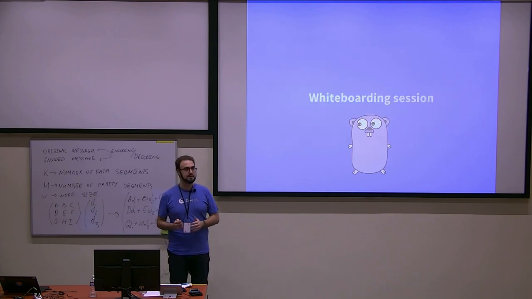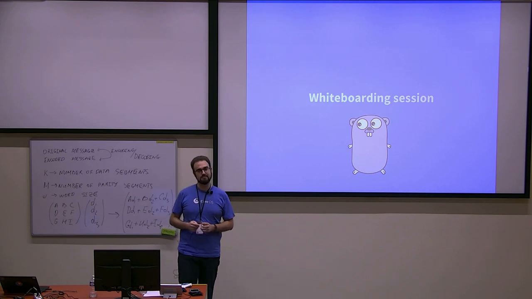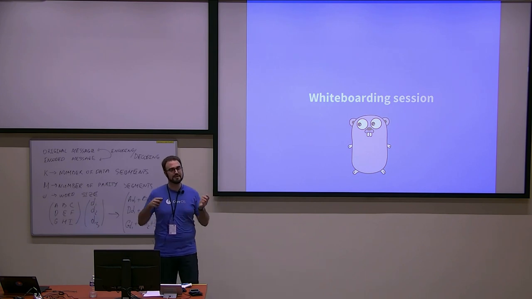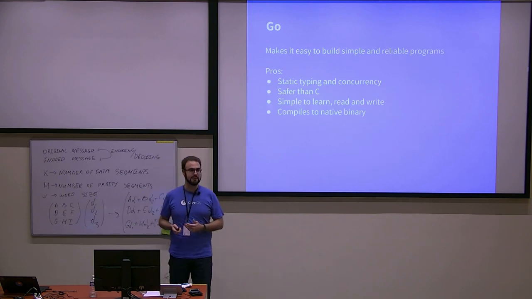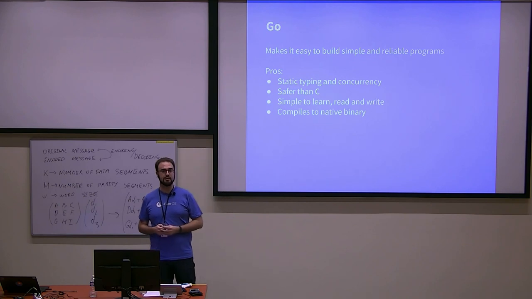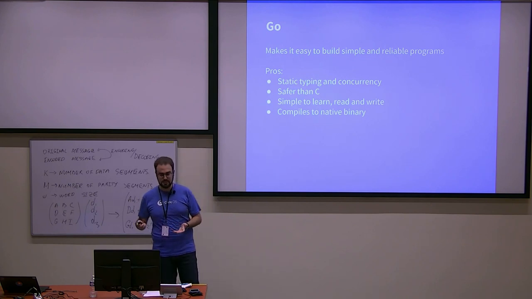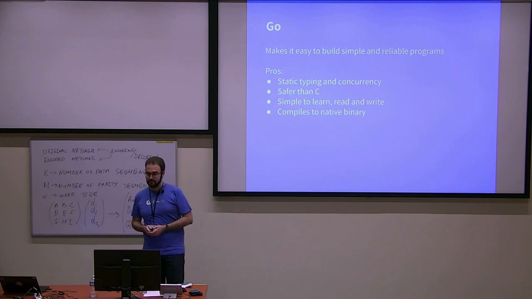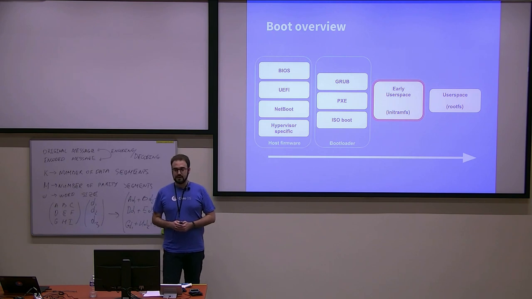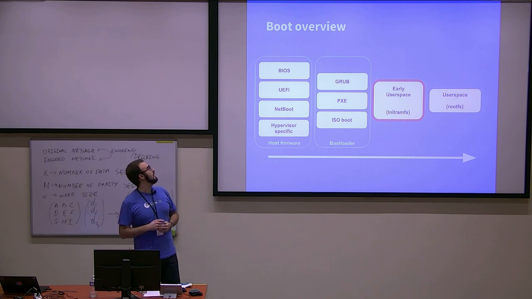So what we did is, we started shipping something, we took note of all the problems and details, and then we went back to the whiteboard and started drawing stuff and thinking about things. The first one, of course, is, well, we don't want to write C, we need something that is compiled to native, and at that time we were sticking to Go pretty much everywhere, which is a good choice. Simple to learn, compiles to native binary. The next one is, well, let's look at the boot process per se.